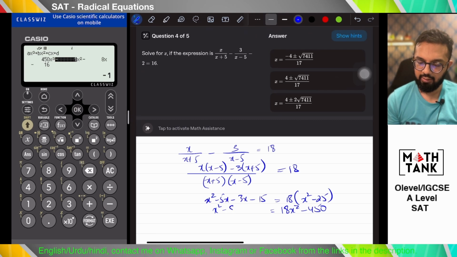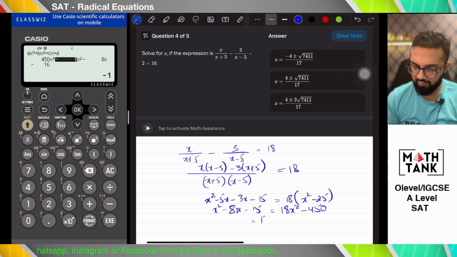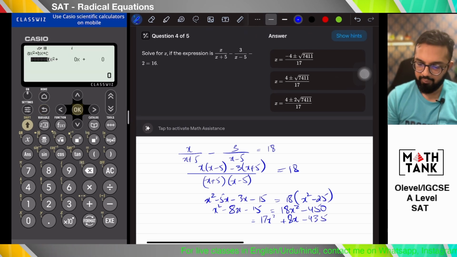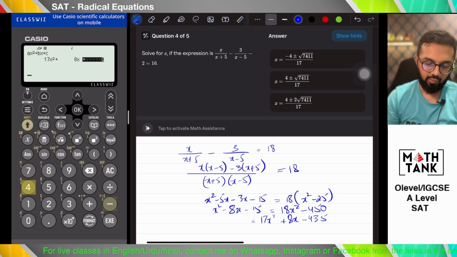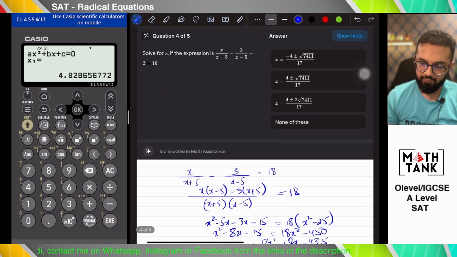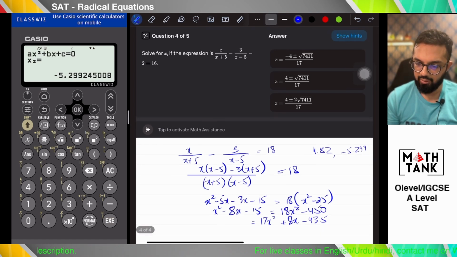It's minus 8x. So I get 17x squared plus 8x minus 435. Okay, so I'm getting 4.82. I will have to check which of these answer options is 4.82 and minus 5.299.